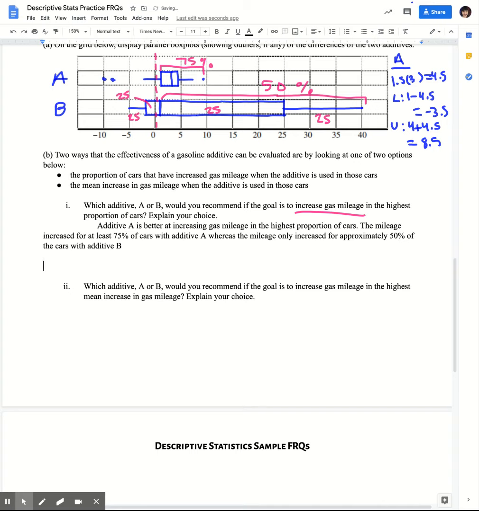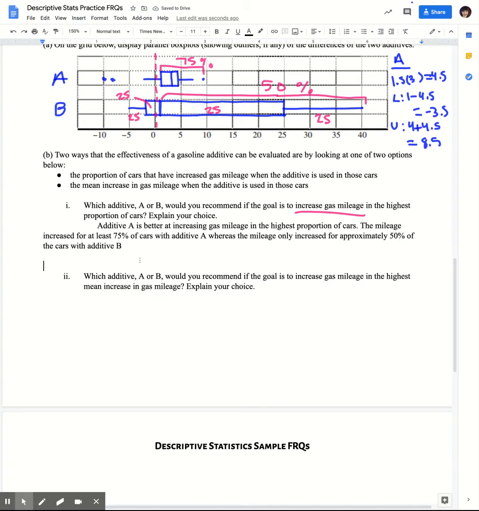All right, so that second question. Hint for you: if your answer to the first was one additive, the answer to the second is likely going to be the other additive. This is asking which you would recommend if the goal is to increase gas mileage with the highest mean. You want to increase the mean the most. In that case, you would definitely pick additive B. Additive B is very highly skewed to the right, which you can kind of see.